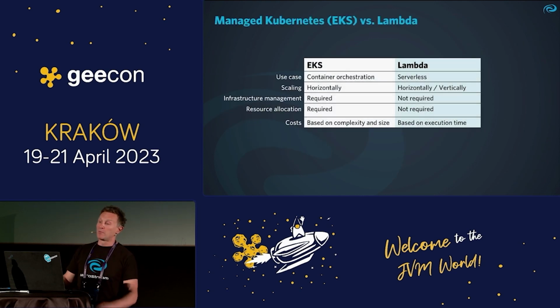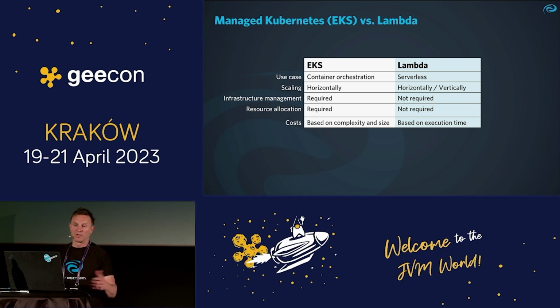In comparison with managed Kubernetes, for instance EKS, it scales automatically. It scales horizontally and also vertically, like EKS also. And you don't have to manage the infrastructure and the resources. So this is the main benefit. And of course, the costs.